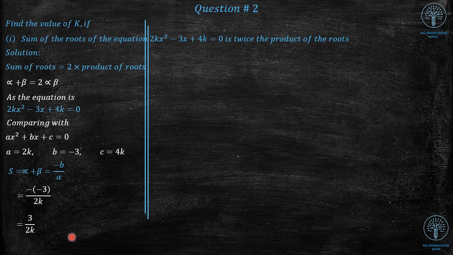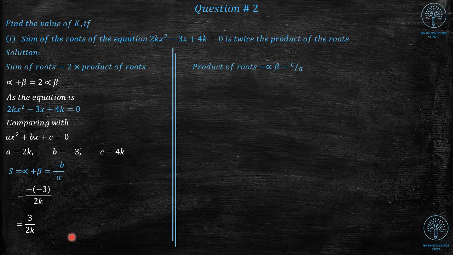Now the product of the roots is equal to alpha beta, or it is equal to c by a. Now what is the value of c? This is 4k. And what is the value of a? That is 2k. Simplification, k is cancelled with k, 2 1s are 2, 2 2s are 4.